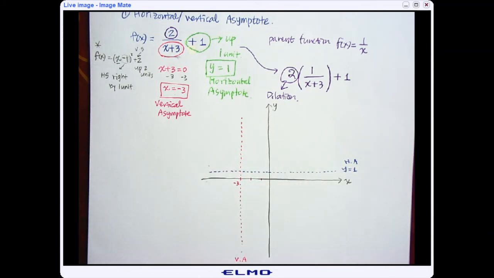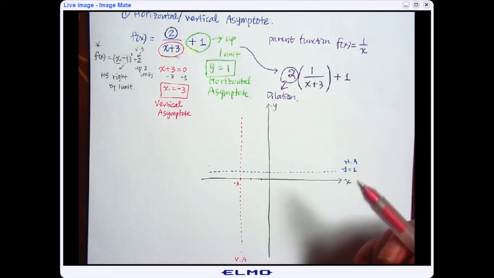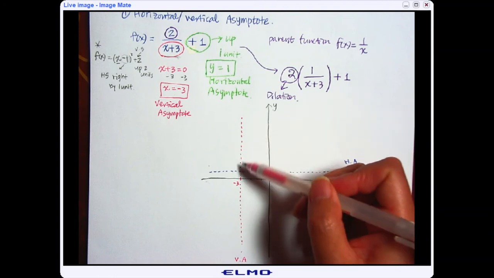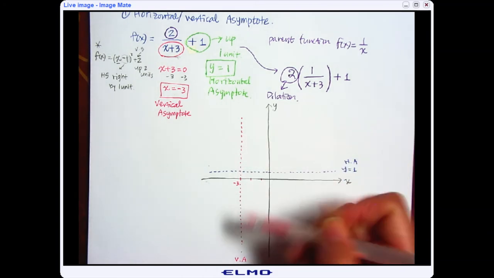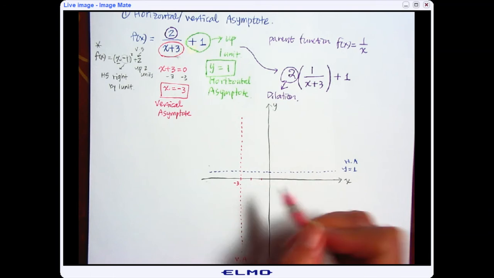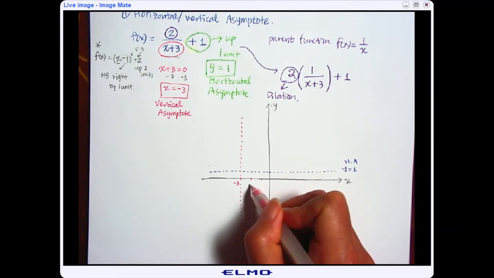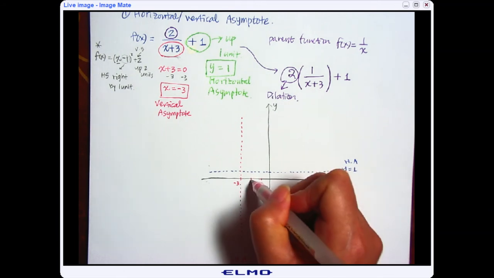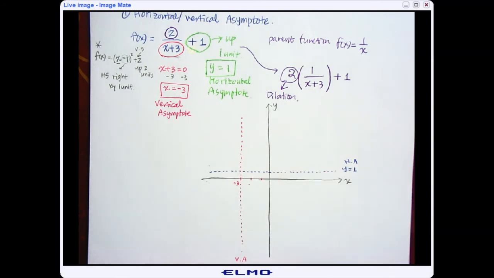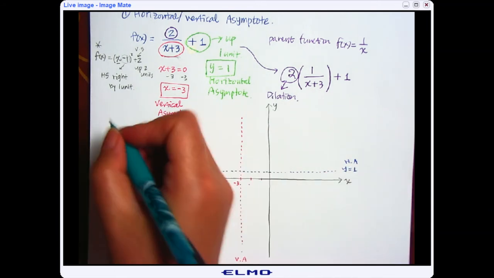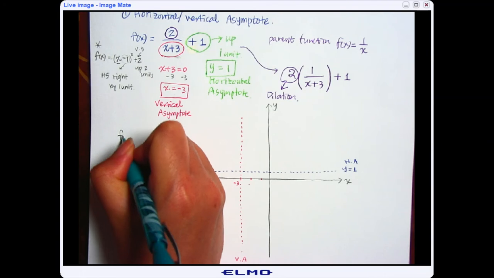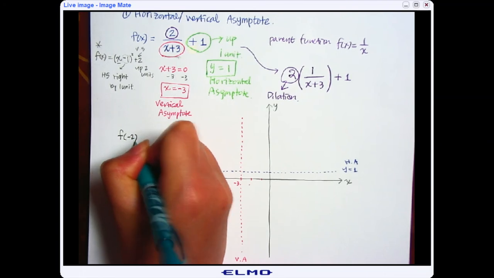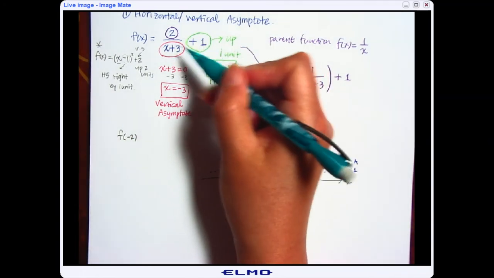So why don't we take testing points around the vertical asymptote here? So then now I can recognize -2 as the next integer point around that asymptote. Then let's input -2 into the original equation.